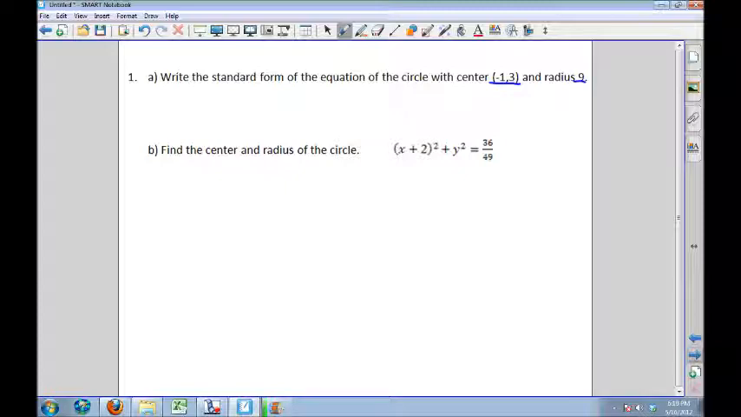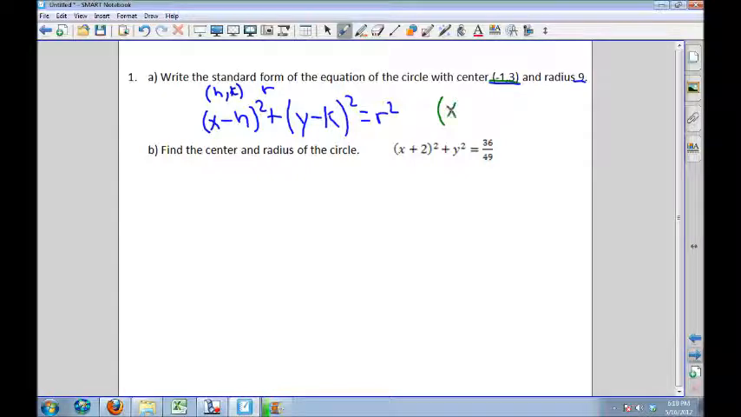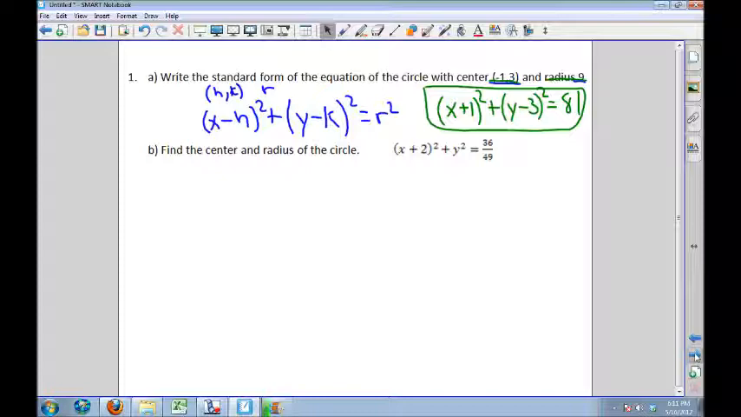Well, the standard form of a circle with a center of h, k and a radius of r is (x minus h) squared plus (y minus k) squared is equal to the radius squared. So for this specific example, my center is -1, 3, so my equation will be (x plus 1) squared plus (y minus 3) squared is equal to the radius, 9 squared, which would be 81. There's my equation of my circle.